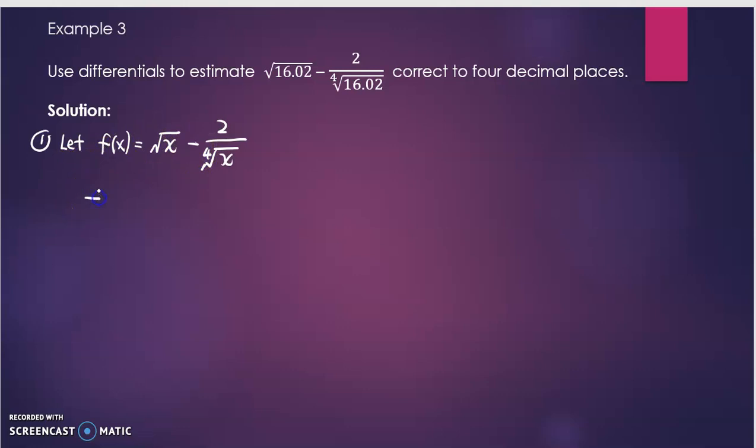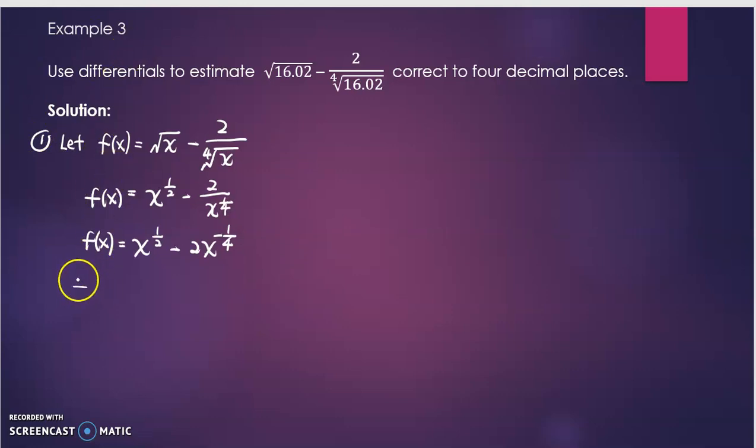Before I try to differentiate this function, from square root, I change to x power of 1 over 2 minus 2 over, since this is the fourth root, it's x power of 1 over 4. Again, before we differentiate, x power of 1 over 2 minus 2x power of negative 1 over 4. So here is 1 over 4. Now I start to differentiate.